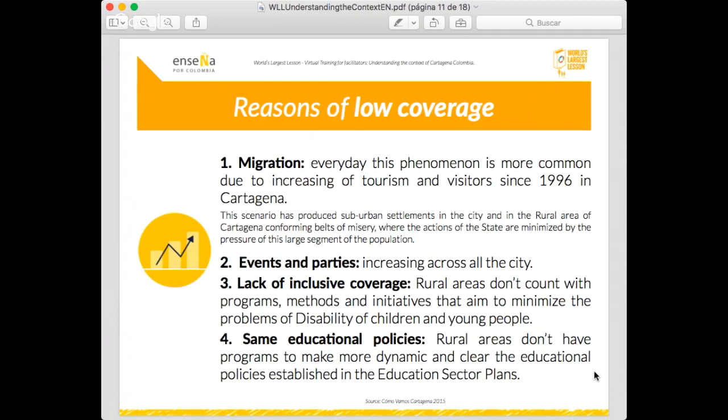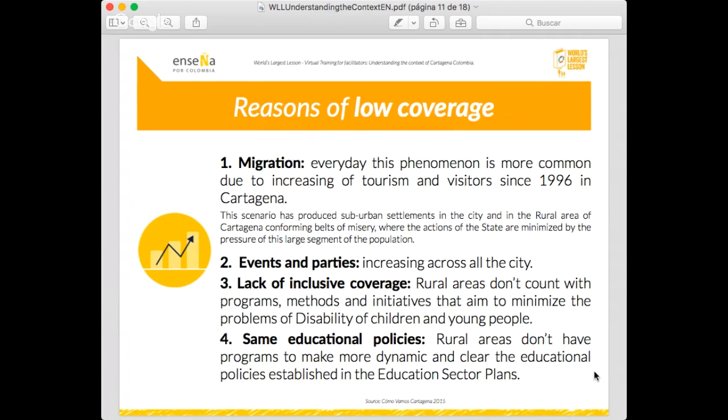So why is there low coverage on education? The first part will be migration. That's the first phenomenon. Every day it is more common due to the increase of tourism and visitors since 1996 here in Cartagena. This scenario has produced suburban settlements in the city and in the rural area. So let's say that the coverage of education in this kind of population is kind of difficult.